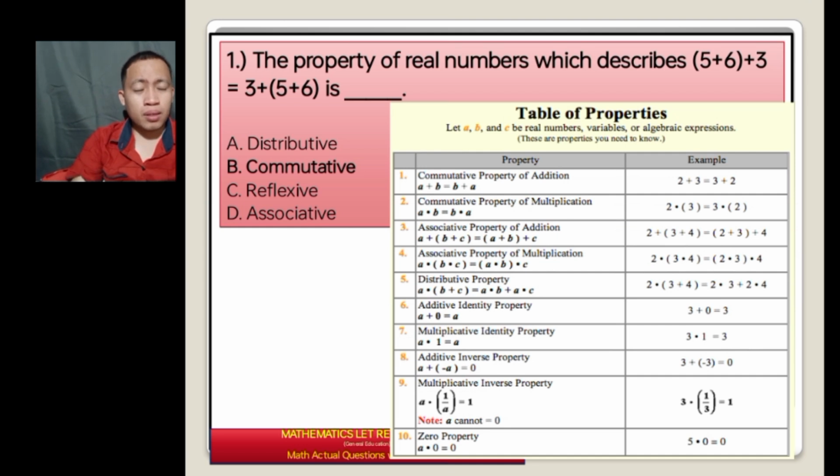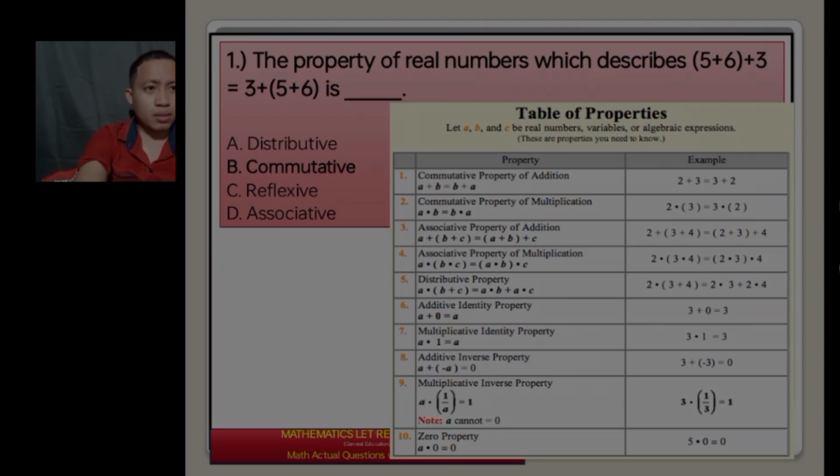Our first problem, it says the property of real numbers which describes the quantity of 5 plus 6 plus 3 equals 3 plus the quantity of 5 plus 6 is blank. There are 4 choices. Letter A, distributive, B, commutative, C, reflexive, D, associative.